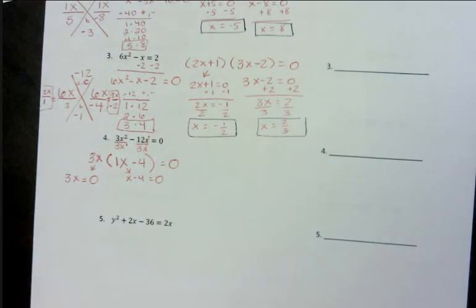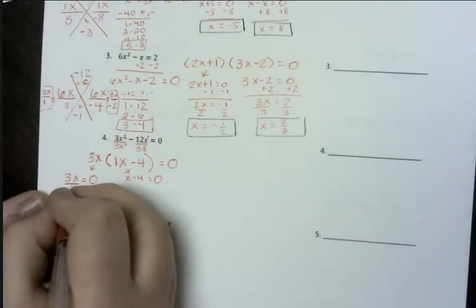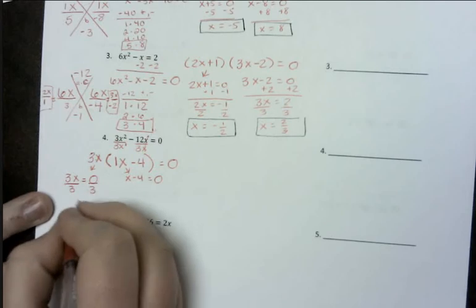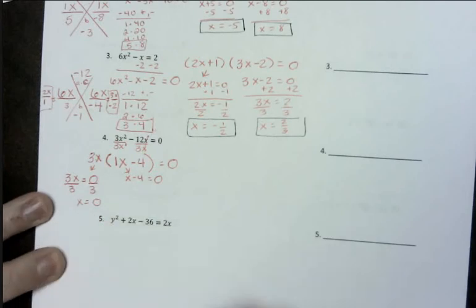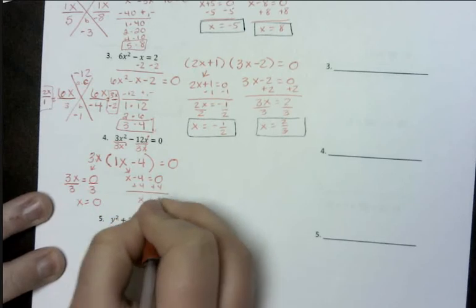So you're going to set both of those equal to 0 and solve for x. I'm going to divide each of these by 3. And anytime you have 0 divided by something, that's going to give you a 0. And then add 4 to both sides here to get x equals 4.